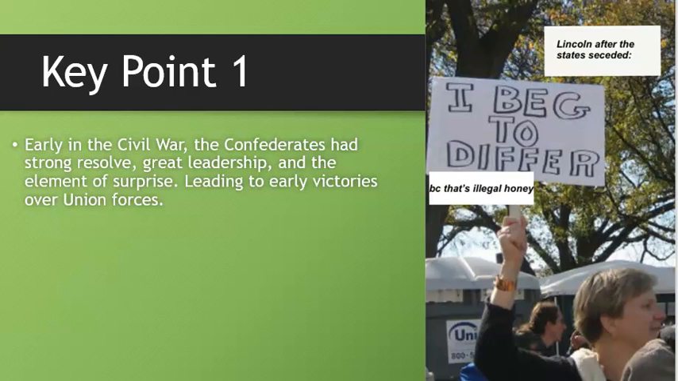So, key point one. Early in the Civil War, the Confederates had strong resolve, great leadership, and the element of surprise, leading to early victories over Union forces. Early on, the Confederates are going to win. And it's going to happen right away because right away Lincoln's going to take steps to go to war the second the South secedes. So let's get into why. If you need time on any of these as we're going through, remember, just pause this, get your notes in, and then we're going to move forward.